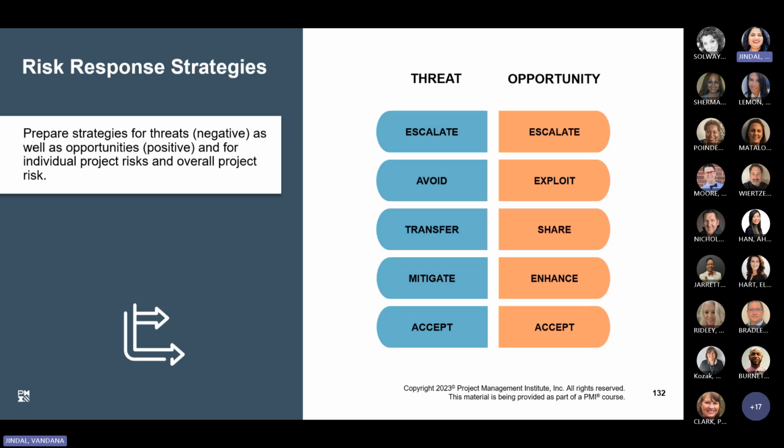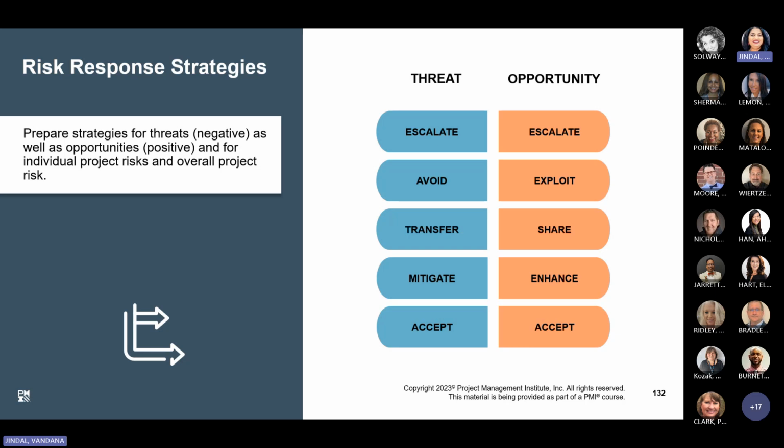Avoid. So let's say a business is considering a new market, but the research indicates a high likelihood that a competitive response could severely impact the profitability. So in that case, you avoid that project. To avoid this risk, maybe you decide not to enter the market or focus their resources on less risky opportunities.